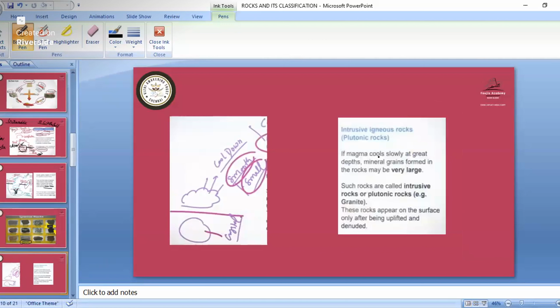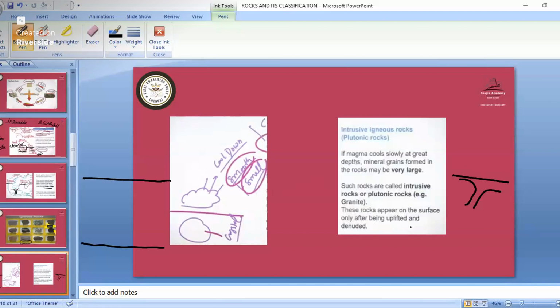Okay. Now intrusive rocks. Intrusive rocks are also known as plutonic rocks. What is happening is, if magma cools slowly at a great depth, minerals formed in the rocks may be very large. So inside the earth itself, that magma is cooling down. We see volcanoes taking place from the earth, but some particles inside the earth itself are cooling down and forming that solid part, which is also known as rocks. We will study plutonic rocks in detail again. So when it is cooling down inside the earth itself, that is known as plutonic rocks. And plutonic rocks are also known as intrusive rocks.